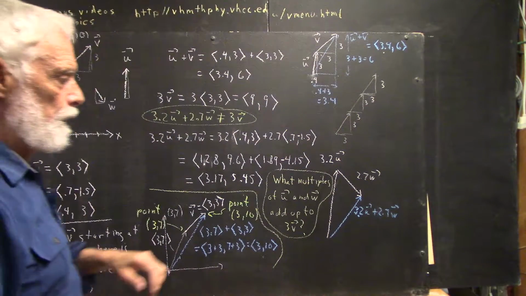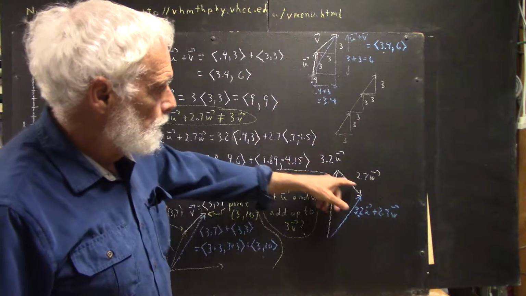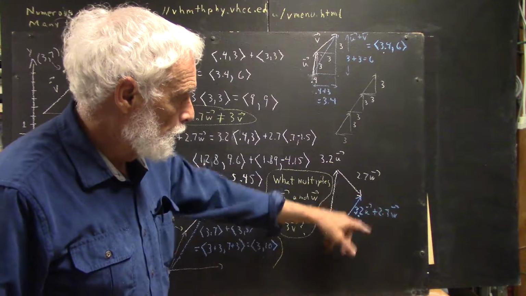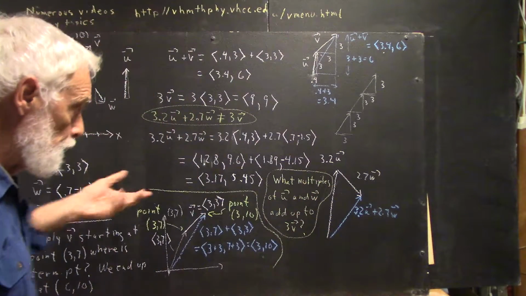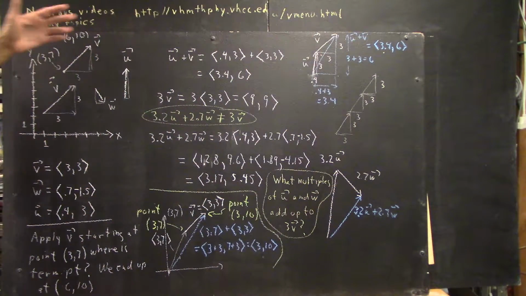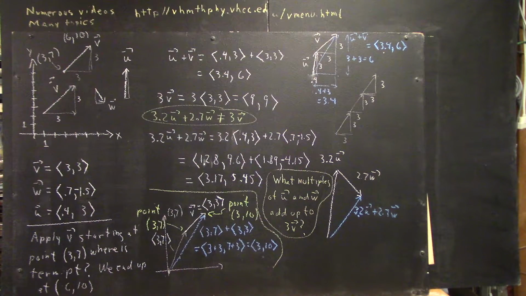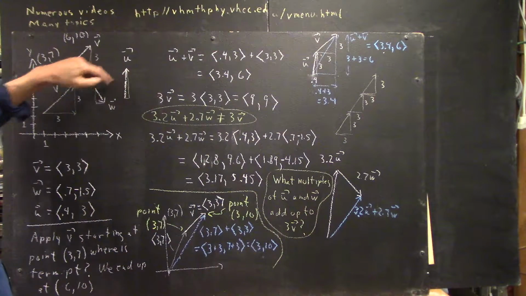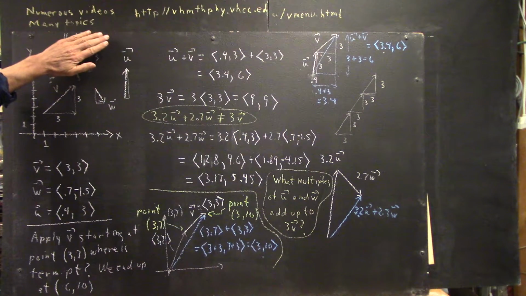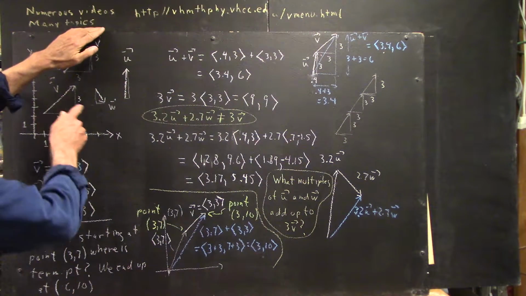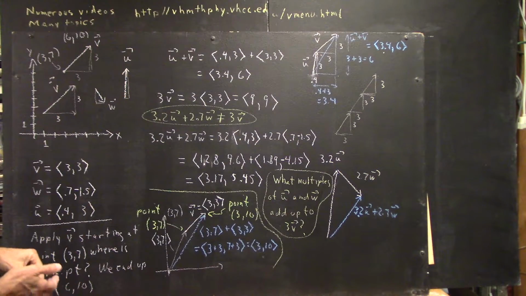Okay, now we're going to again address whether 3.2u plus 2.7w is equal to 3v. But first, we're going to draw these vectors again and put some numbers on them. So we draw the v vector, we draw the u vector, we draw the w vector. Forget this up here for a minute. Here's a v, here's our w, here's our u.